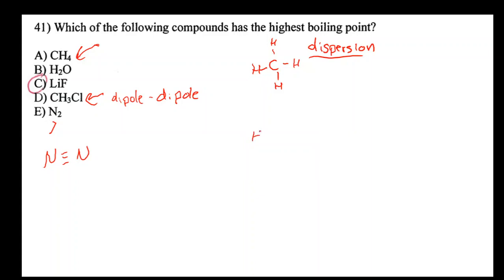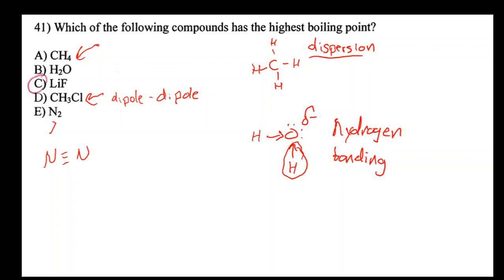Water looks like this. It would have dispersion forces, and the oxygen would pull the hydrogen's electrons towards itself to have a dipole here. But the main notable thing is we have a hydrogen bonded to an oxygen. That means this has hydrogen bonding intermolecular forces. So that gives it an exceptionally high boiling point.